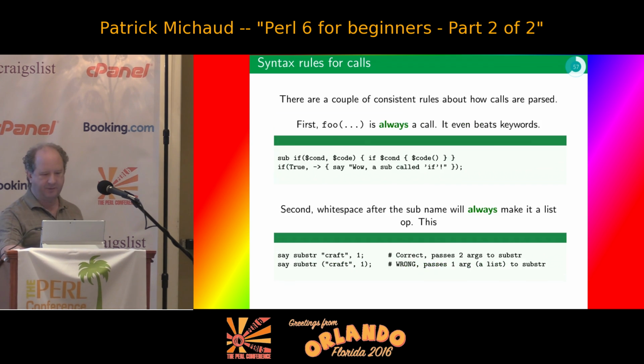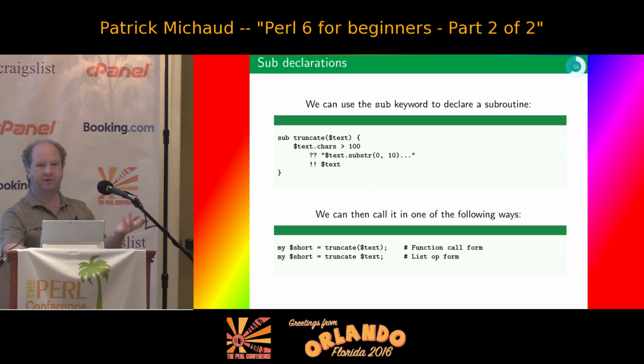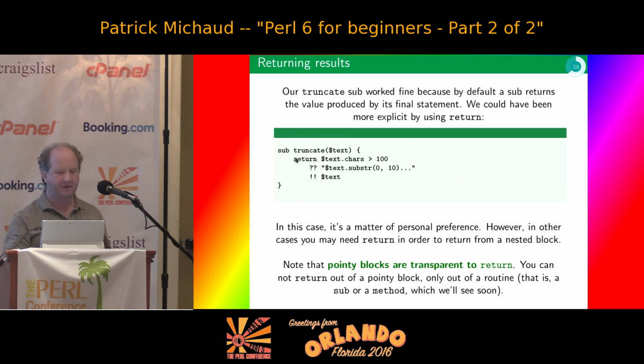So in the truncate sub that we had earlier, you'll notice there was no return statement. The last thing that is executed ends up being the return value of the sub. You can be explicit about it by saying return. Return, of course, is an exception. Basically, it interrupts flow of control, so if you do it in the middle of a subroutine, then it will return out of the middle of the subroutine without going to the end. So it changes the flow of control to do it.